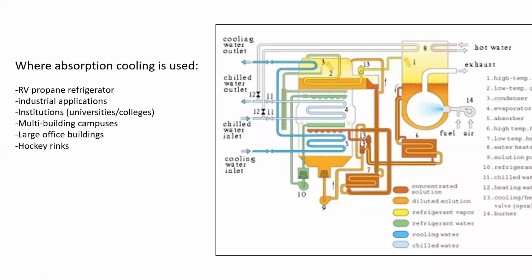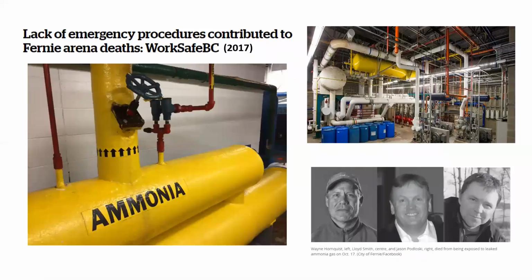It is most commonly used outside of the RV industry in industrial applications, where we need massive amounts of heating or cooling. Institutions, where we have multi-building campuses that require cooling, large office buildings, and also hockey rinks. It can't be stressed enough that when working with an ammonia cooling system, you must be hyper aware of the danger that it possesses. A small leak is enough to kill many people, as what happened in Fernie in 2017.